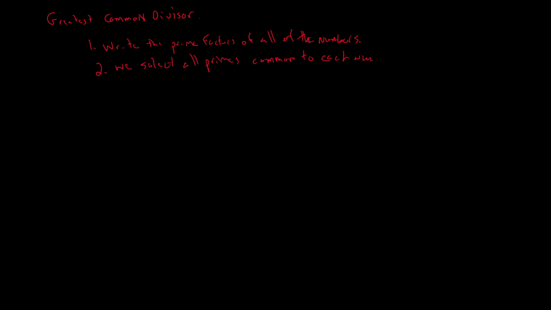And so if we want to find a greatest common divisor of 2 or more numbers, we write the prime factors of all of the numbers. We select all primes common to each number, choosing the smallest exponent. And then we form the product of these numbers.